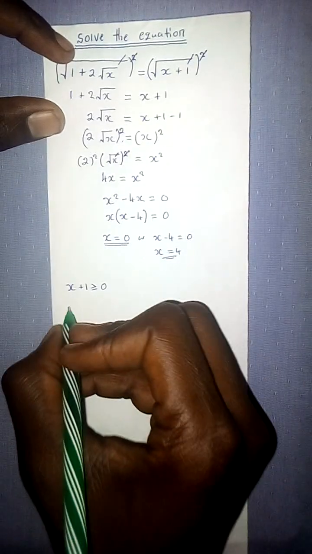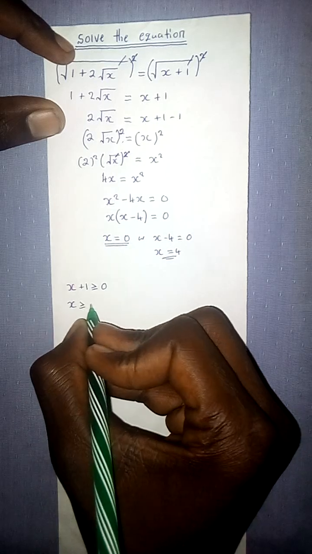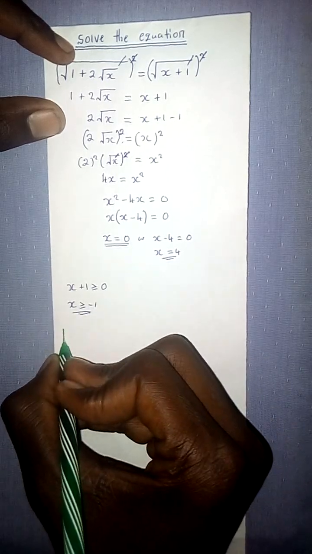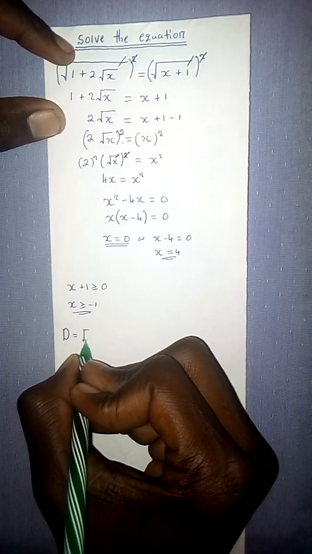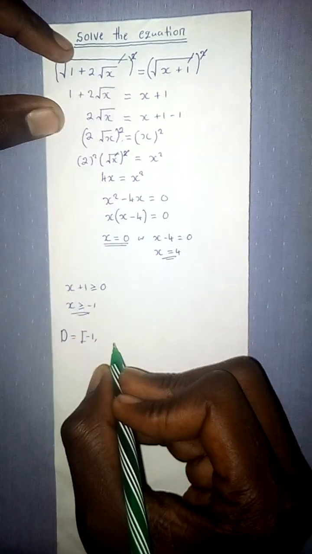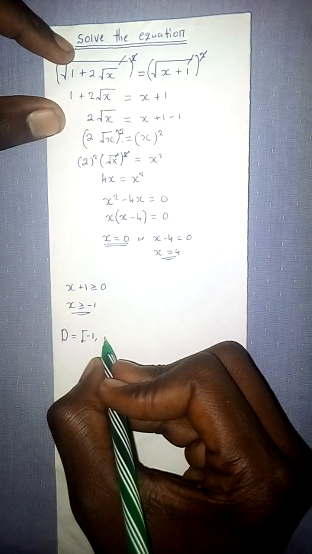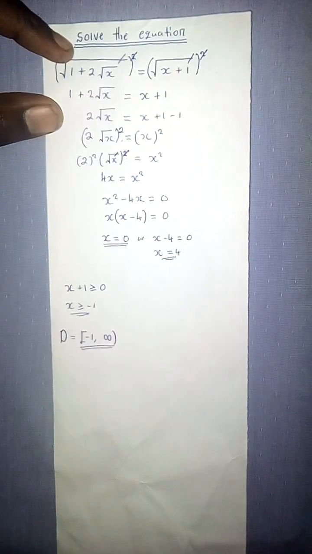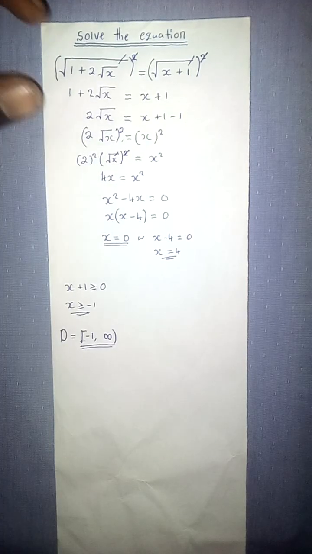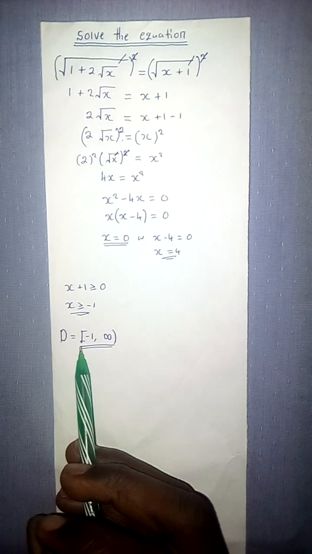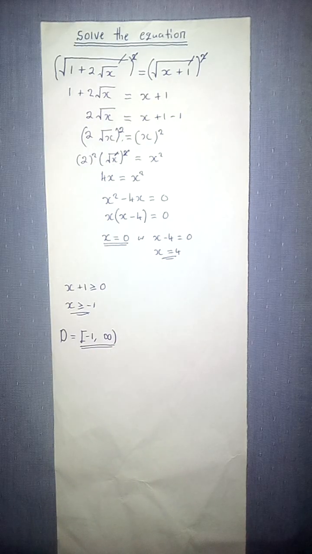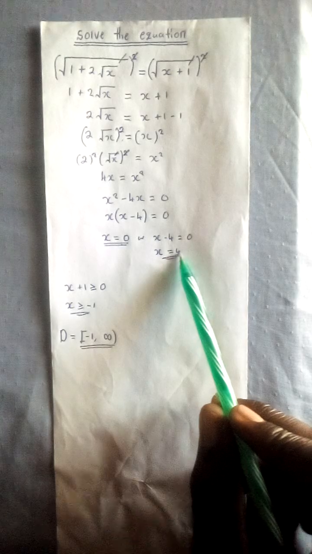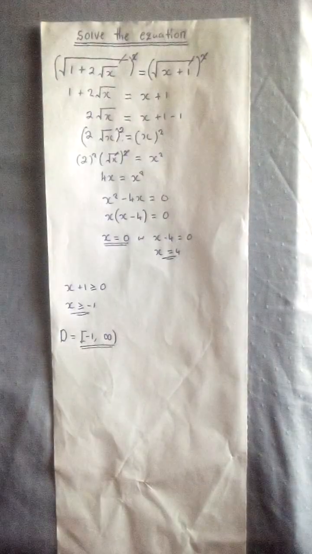So x should be greater than or equal to negative 1, right? Meaning that our domain will be negative 1 or greater, all the way up to infinity. So now we ask ourselves, are our solutions between negative 1 and positive infinity? The answer is yes. 0 is between this, and 4 is also between this. Amazing. All right, this is our solution.